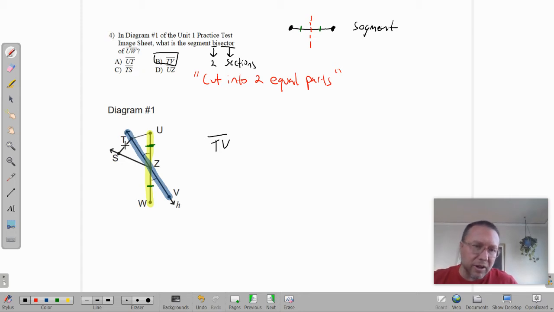TS is over here. That doesn't cut that in half. UZ is part of that segment, but it's not what cut it in half, right? So what cut it in half was that segment TV. All right, so that's number 4. Pause here, or we'll move on to number 5.